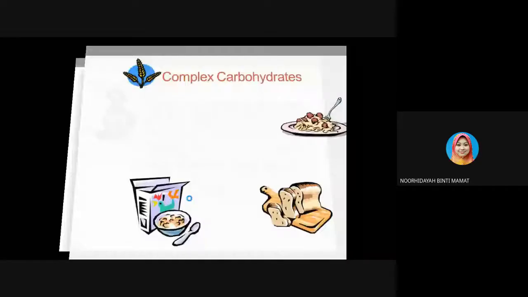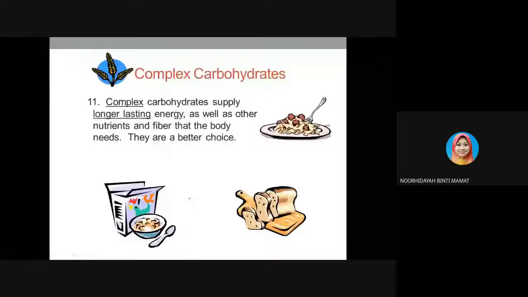Okay, so just now we were talking about the simple sugar. Now we are moving to the complex carbohydrates. Complex carbohydrates supply long-lasting energy. So this is the vice versa of the simple sugar. Simple sugars can provide fast energy, but they are short-lasting. Complex carbohydrates give nutrients and also fiber that our body needs.